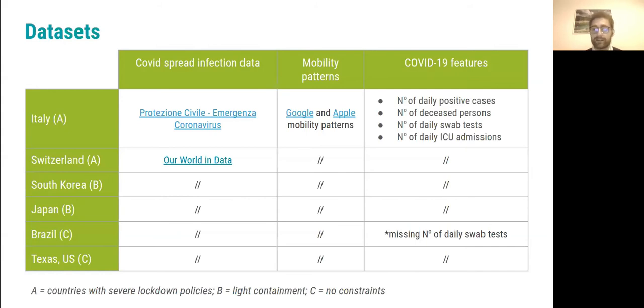whereas we collected the data for the other countries from Our World in Data. The provided features comprise a number of daily positive cases, a number of deceased persons, daily swab tests, and ICU admissions. And regarding the F2 mobility patterns, we exported the data sets provided by Google and Apple through their websites. Notice that Brazil misses the feature of number of daily swab tests.